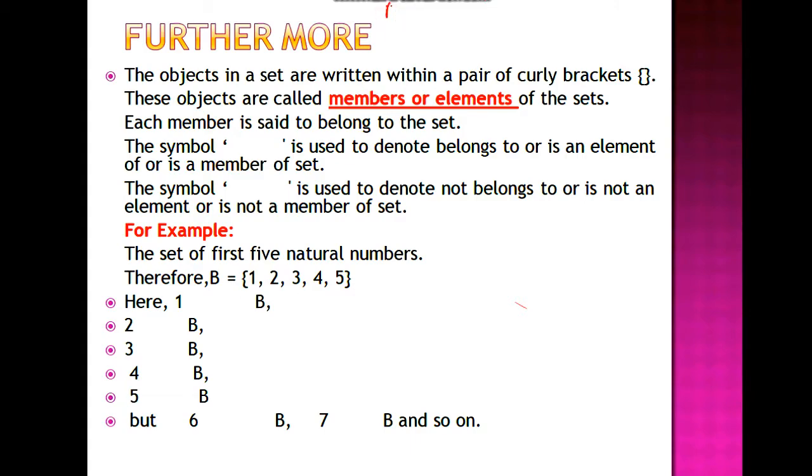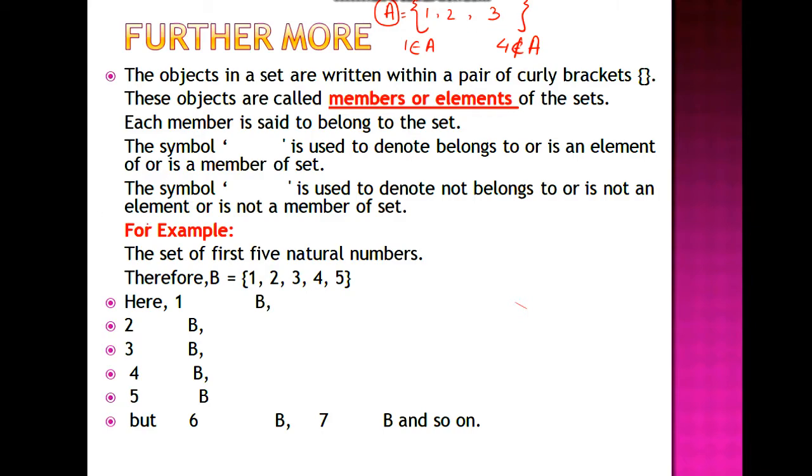Furthermore, you have to write down a set within curly braces. All the elements of the set are written within curly braces. This set is denoted by capital letters, and we have to write all the objects, which are called members of the set, within these curly braces. For example, 1, 2 and 3. So each member belongs to this set A, like 1 belongs to set A, 2 belongs to set A, 3 belongs to set A, and 4 does not belong to set A as it is not a member of this set.